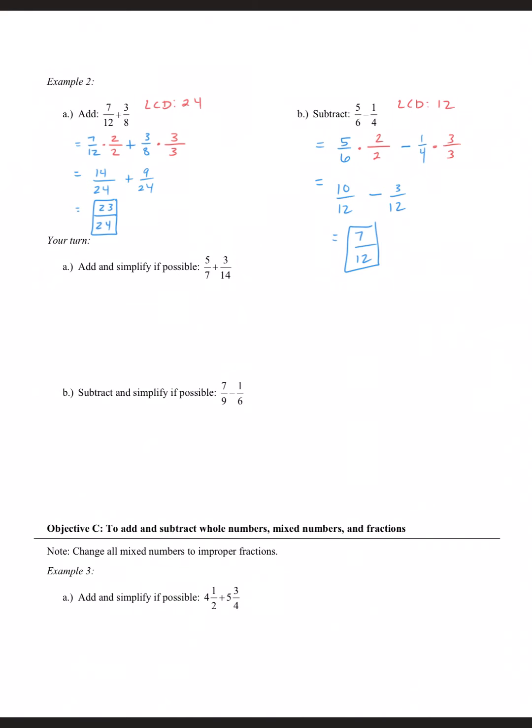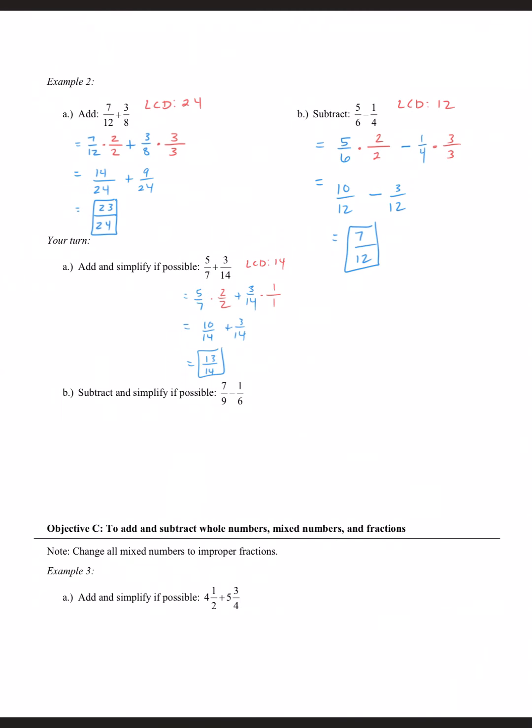Okay, now go ahead and pause the video and try out A and B. Okay. For problem A, you should get 13/14 as an answer. We find the LCD to be 14 because when we look at these denominators, we know that 7 goes into 14 evenly, so that tells us that that would be our LCD.